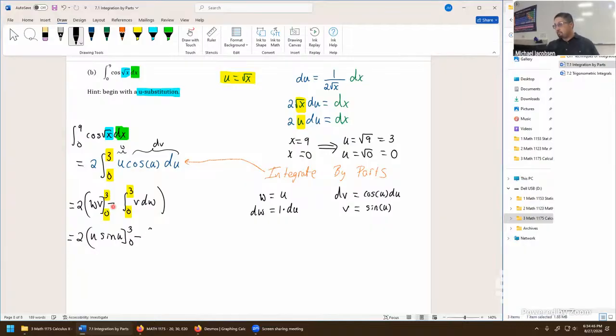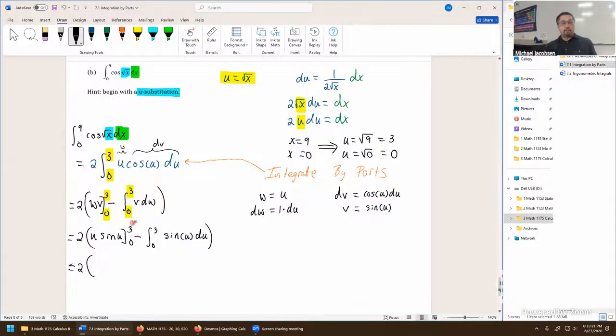Then minus the integral from 0 to 3 of v dw, that's going here times here. That just means it's sine u du. Close the parenthesis, and we're just about there. That's a nice integral from section, say, 5.3. We can solve that one. This one's a fast evaluation. Some of the numbers are weird, like sine 3, but we'll just leave it in its exact form as sine 3 and be on our way.